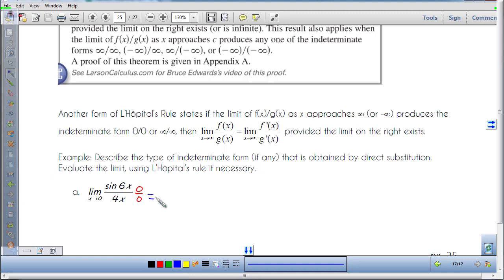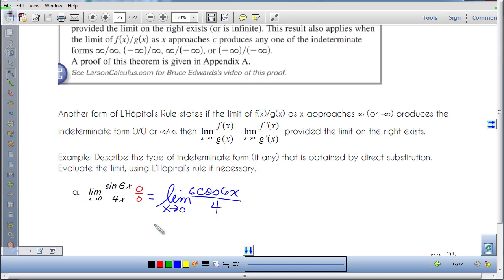So L'Hopital's rule says, okay, I'm still going to take the limit as x approaches 0, but the limit of the original expression is going to be the same as the limit of the derivative of the numerator over the derivative of the denominator. We're not using the quotient rule. We're actually taking the derivative of the numerator and denominator separately. So the derivative of sine of 6x is cosine 6x times 6. And then the derivative of 4x is just 4, okay? Which makes everything better because now my denominator cannot be 0. I have a constant there.